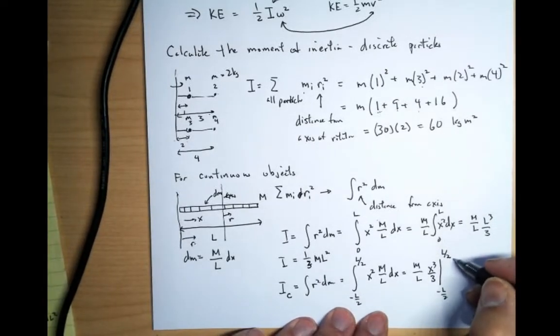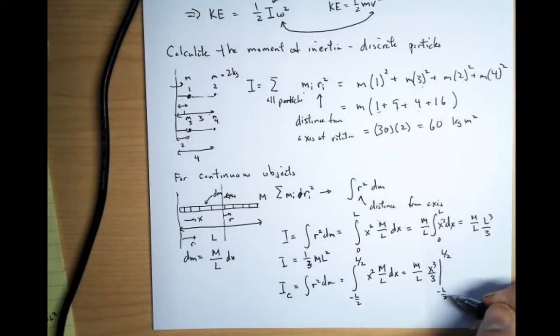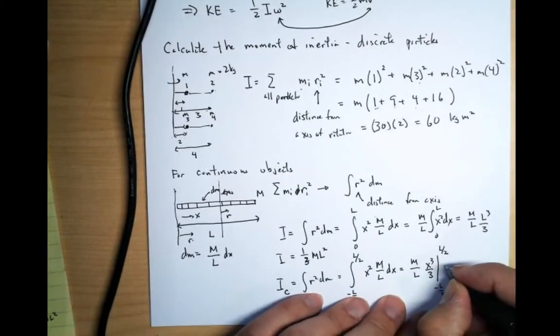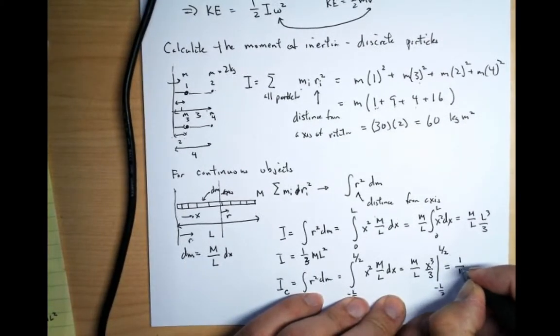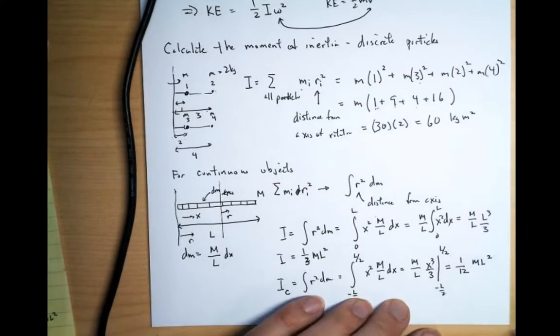When you take this into account, this just becomes L cubed over 8 plus L cubed over 8. One third of that is 2 L cubed over 24. That is 1/12 M L squared.